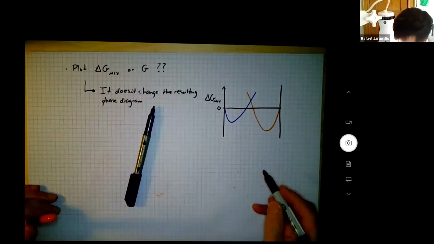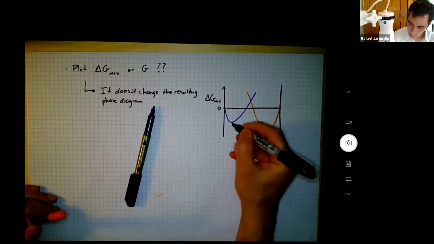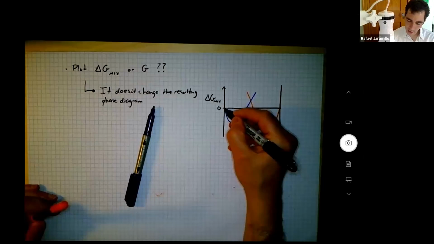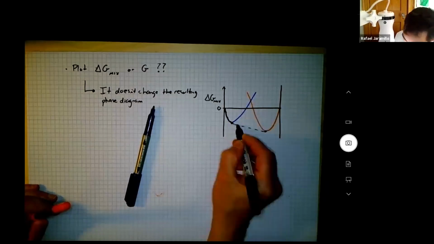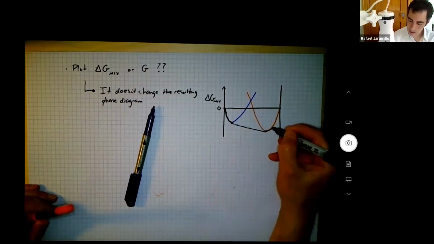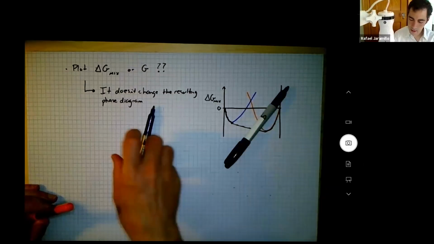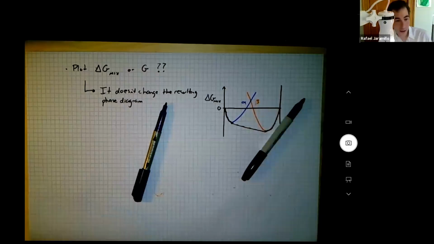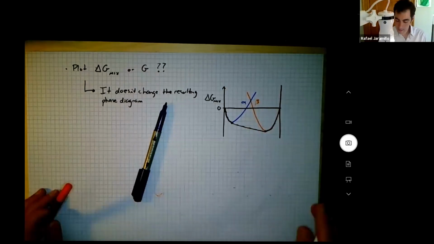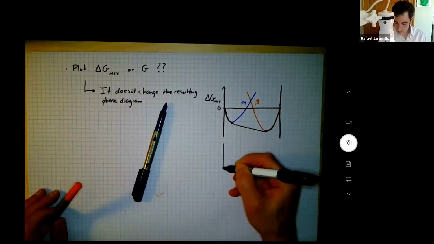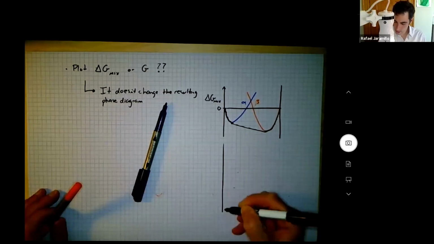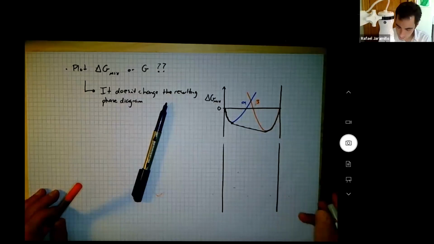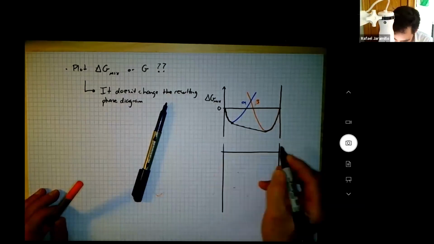And I have a common tangent construction, and my phase system is what? Alpha solid solution, two-phase region, beta solid solution. Here's alpha, here's beta. And now, for the exact same system at the exact same temperature, this is what the Gibbs free energy looks like. The total Gibbs free energy now, not the Gibbs free energy of mixing. The total Gibbs free energy for this exact same system at this exact same temperature often looks like this.